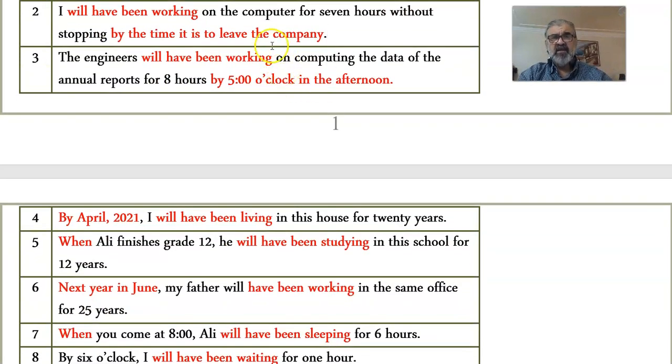Now the engineers will have been working on computing the data of the annual reports for 8 hours by 5 o'clock in the afternoon. So they have some certain data to compute. And they said to themselves, no, we need 8 hours at least because they have tried this before. This is not the first time they do it. So they said, we're going to need this much time until 5 o'clock, 8 hours. So what time is it right now? It's 9 o'clock in the morning. They projected themselves to 5 o'clock in the afternoon and they said this.